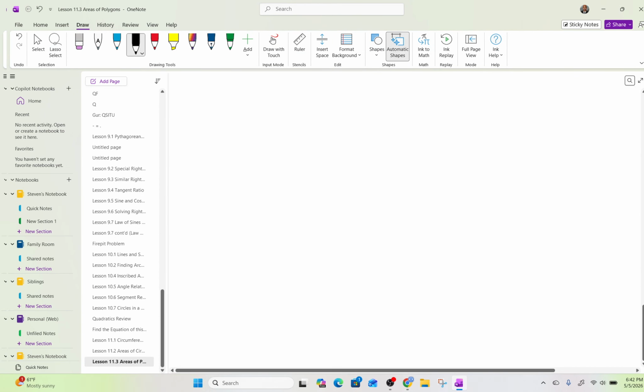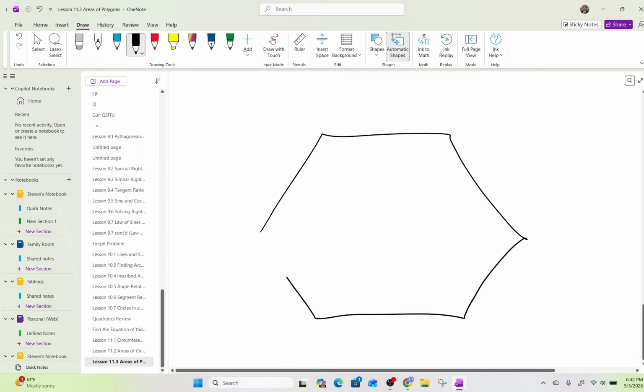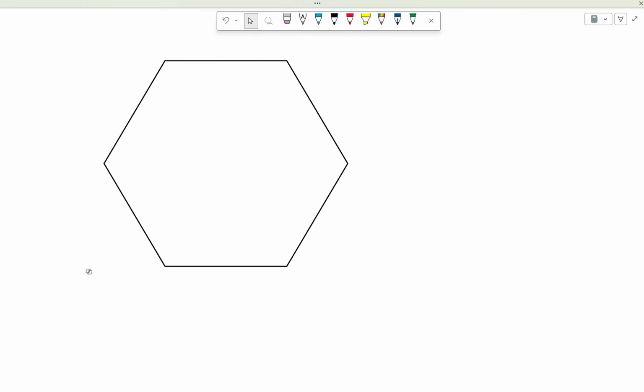Okay, so you guys ready? I'm going to draw a regular polygon, but I'm not really going to draw it. I'm going to let the software do it for me. Boom, now it's perfect. Okay, so let's pretend this is a diameter, which is the radius times 2. We're going to say this whole entire length is 32.